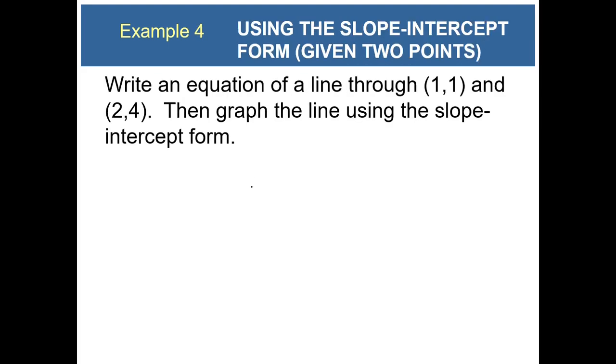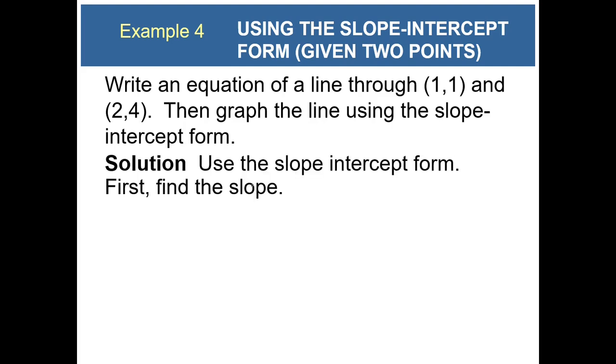Example 4. Write an equation of a line through 1, 1, and 2, 4. Then graph using the slope-intercept form. Using the slope-intercept form, first find the slope. So we're going to start by labeling this as x1, y1, x2, y2, and using the formula for slope, which is, again, m equals y2 minus y1 divided by x2 minus x1.